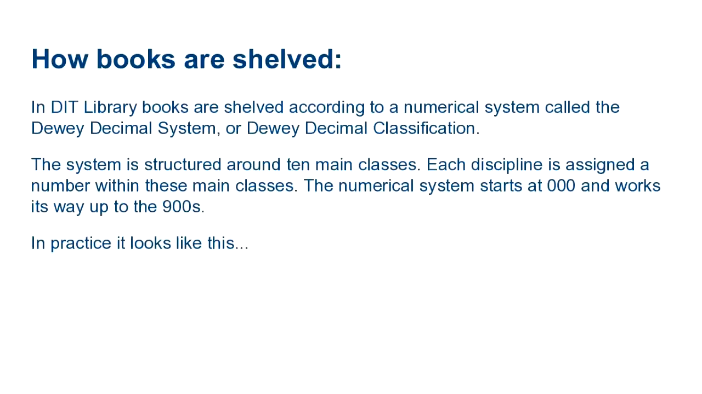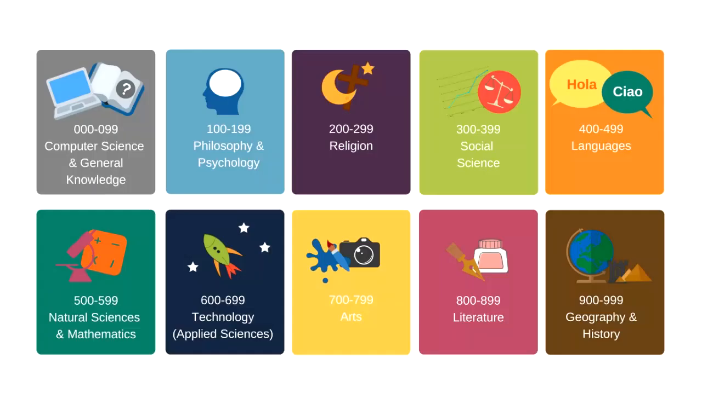In DIT Library, books are shelved according to a numerical system called the Dewey Decimal System or Dewey Decimal Classification. The system is structured around 10 main classes. Each discipline is assigned a number within these main classes. The numerical system starts at 000 and works its way up to the 900s. In practice, it looks like this. This is what the 10 main classes are. Each discipline is represented in these classes.